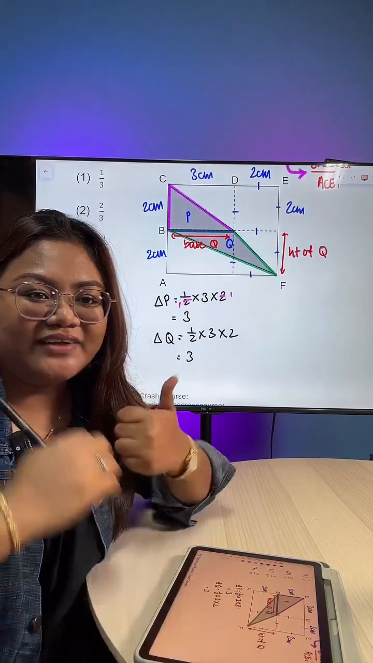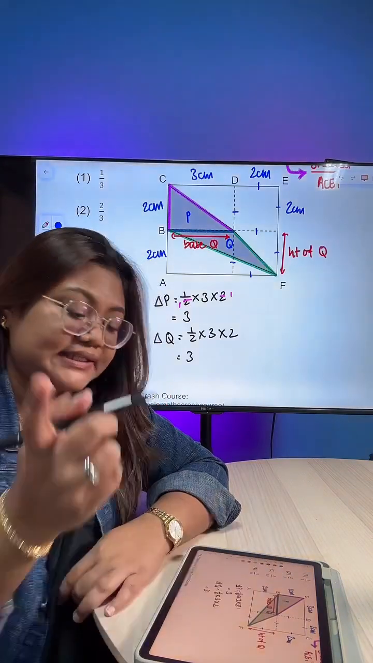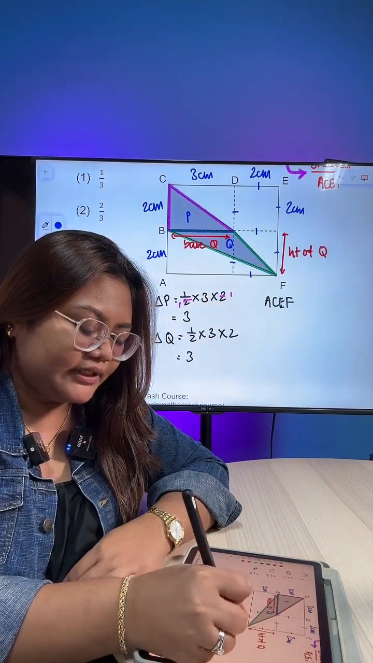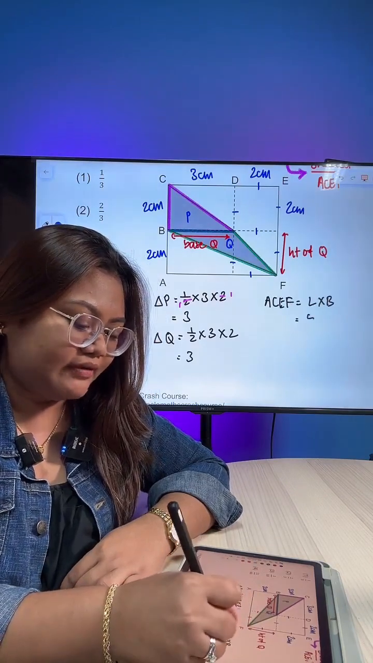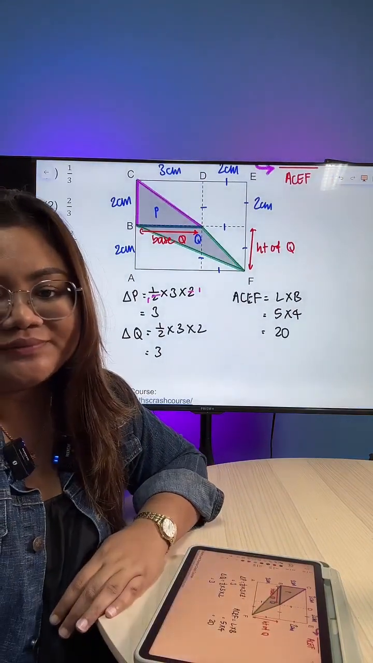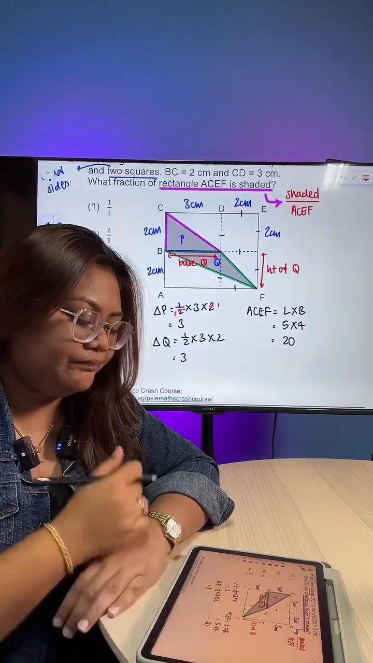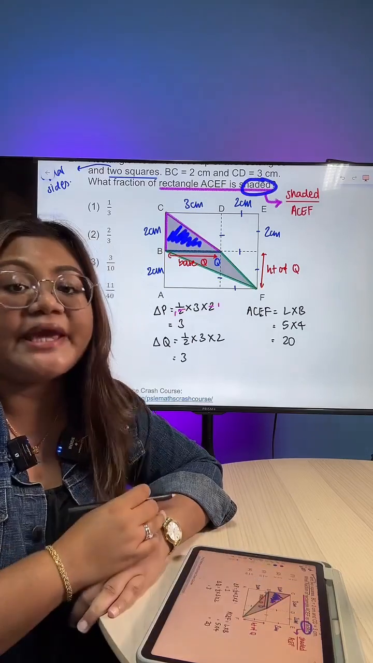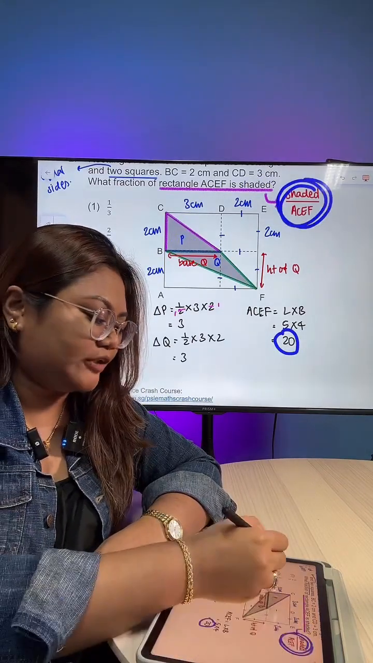All right. Great. Then from here, I just have to look for shaded over total. So the next thing I want to look for is total first, okay? So total area ACEF is just length times breadth. Length is 5, breadth is 4. That gives us 20. Can follow? Okay, this is area, not perimeter. What fraction of rectangle ACEF is shaded? Shaded means inside. Inside means area. Okay? So that's 20.